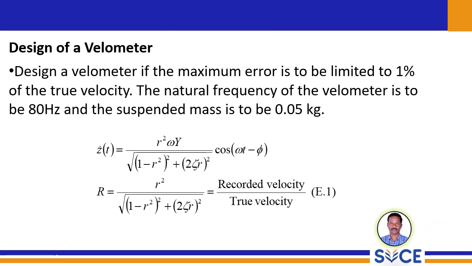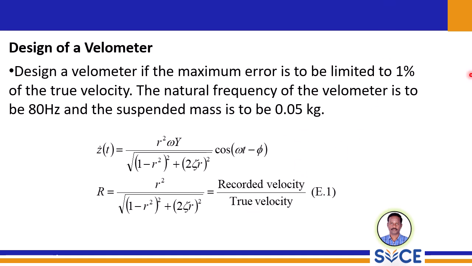Here we are moving on to another important topic, the design of a velometer, that is the velocity meter. The problem here is to design a velocity meter or velometer with a maximum error limit of 1% of the true velocity. We are given the natural frequency of the velometer as 8 Hz and the suspended mass inside the velometer is 0.05 kg. Our task is to determine other necessary parameters such as damping ratio and spring stiffness.